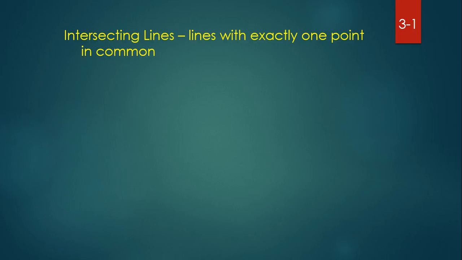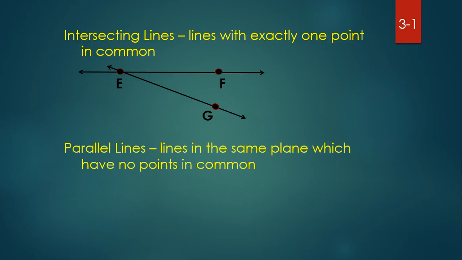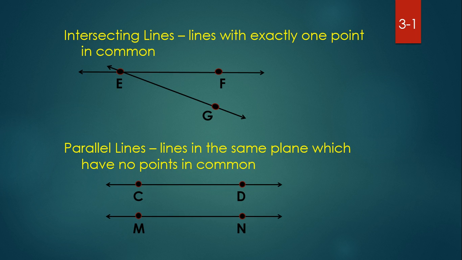If we have lines that intersect, that means they have exactly 1 point in common. So in this case, we have line EF intersecting with line EG, and they intersect at point E. If lines don't intersect, they're called parallel lines. Now, there's one more thing that has to be true, and that is that the lines have to be contained in the same plane and have no points in common. So in this case, we have line CD and line MN that are parallel.